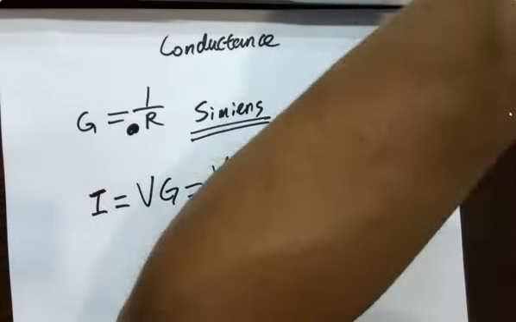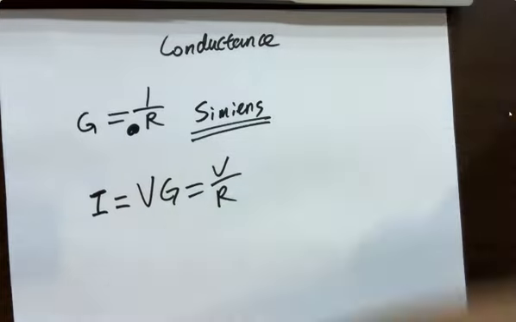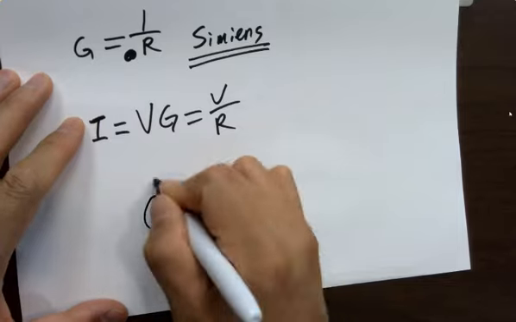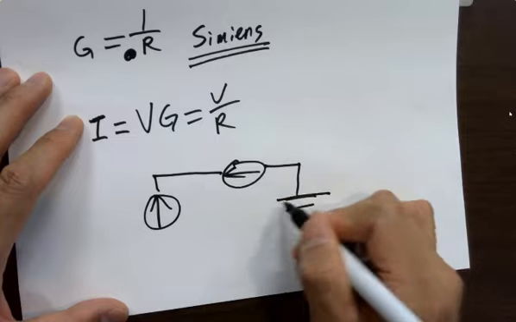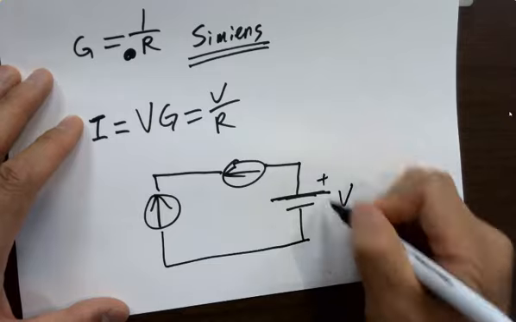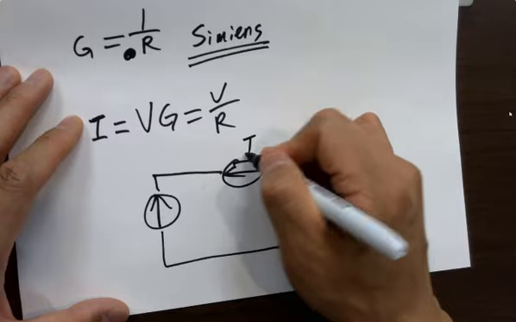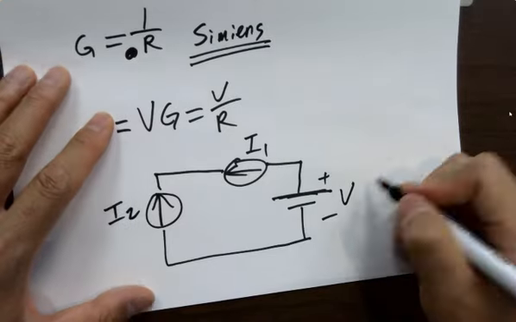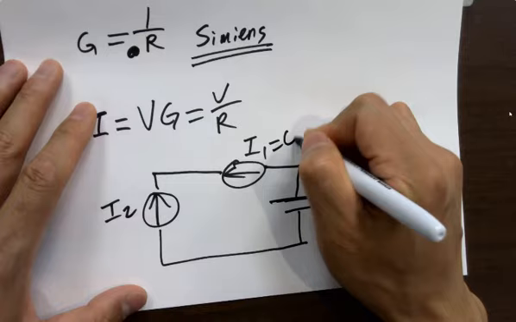Any other problems? Some questions regarding if the circuit is valid. Sometimes they draw the voltage source that way. You just need to know what that means. The longer bar is usually the anode, and here's the cathode. It's labeling I1, I2, that way. And V is 2.25 volts. I1 is 4 amps.